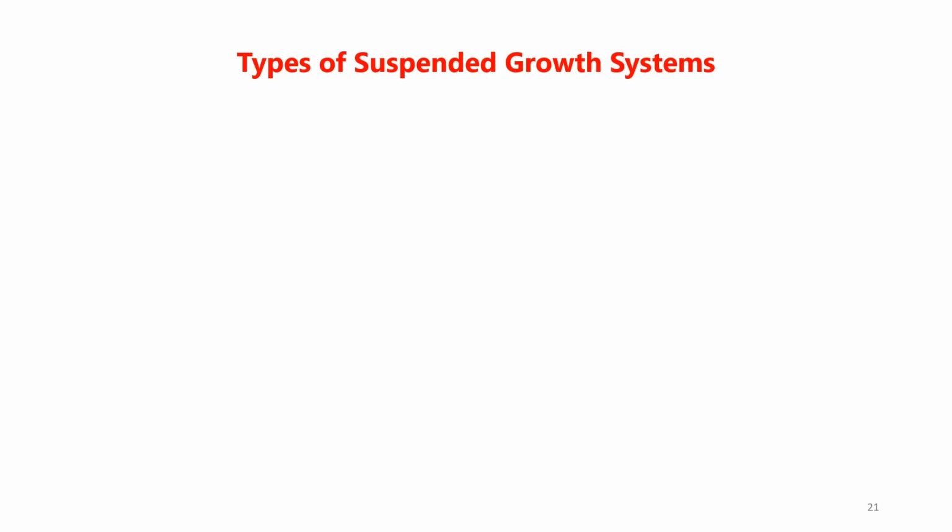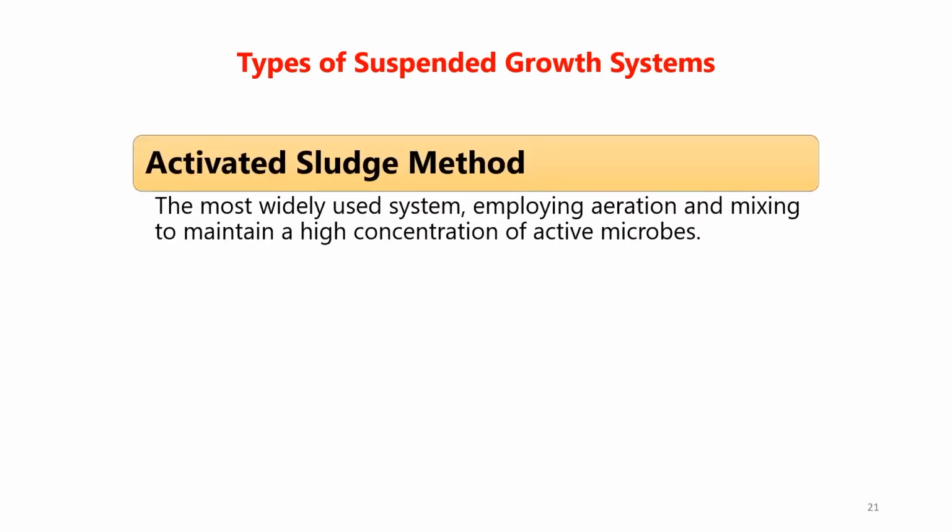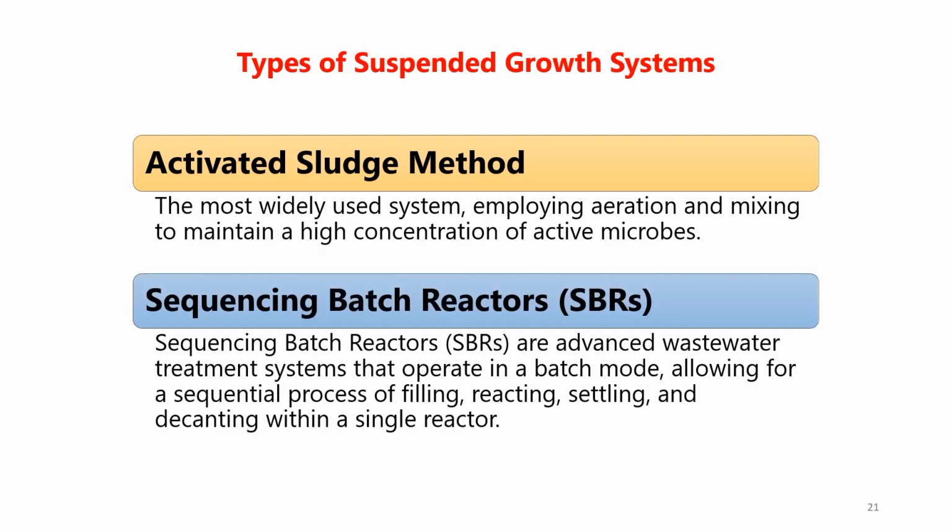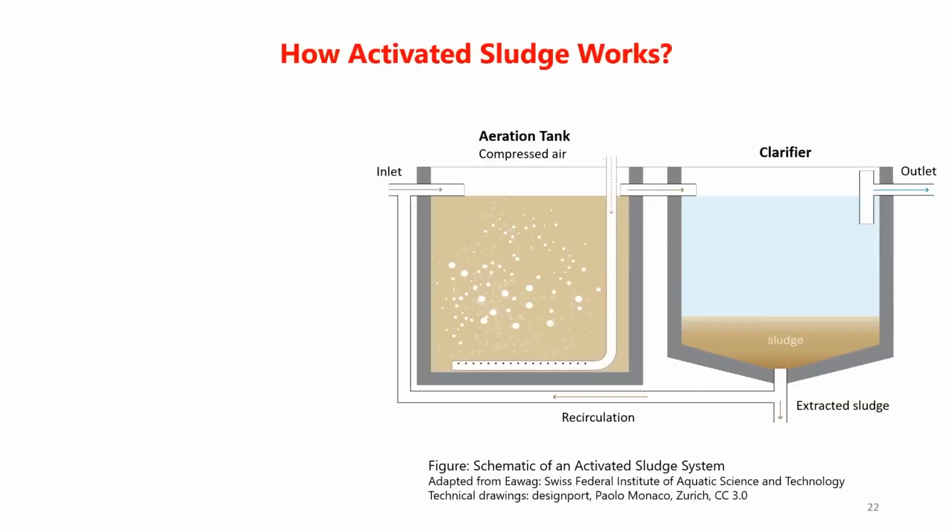What are the different types of suspended growth systems? Number one is the activated sludge method. This is the most widely used system. It employs aeration and mixing to maintain a high concentration of active microbes. Then we have the sequencing batch reactors or SBRs. These SBRs are advanced wastewater treatment systems that operate in a batch mode, allowing for a sequential process of filling, reacting, settling and decanting within a single reactor.